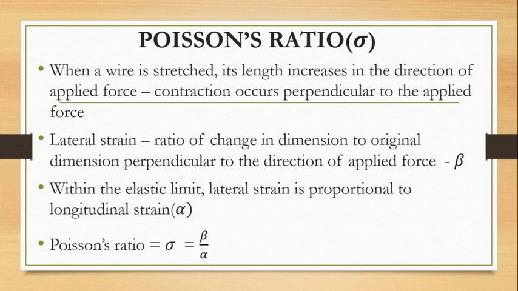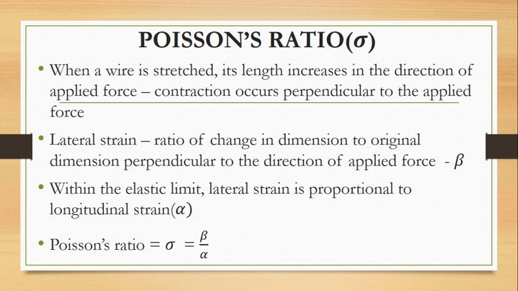So there is a change in its length which is in the direction of applied force, and there is a change or contraction in its diameter or radius which is perpendicular to the applied force, isn't it? So two types of changes in its dimension occur. So here we can define two types of strains.